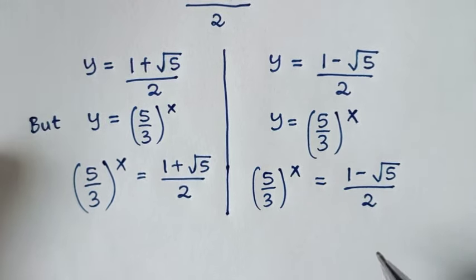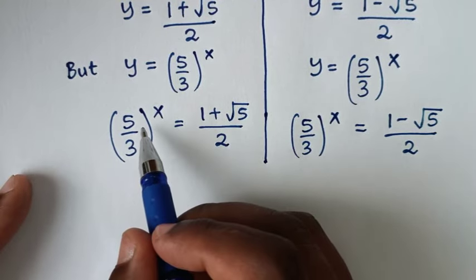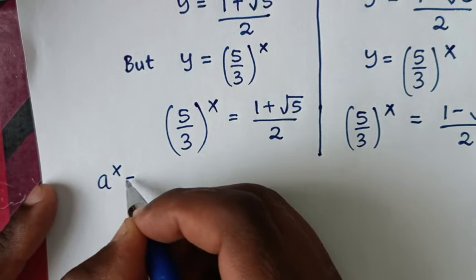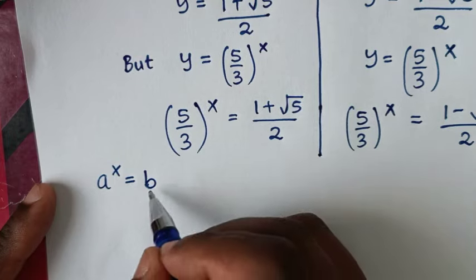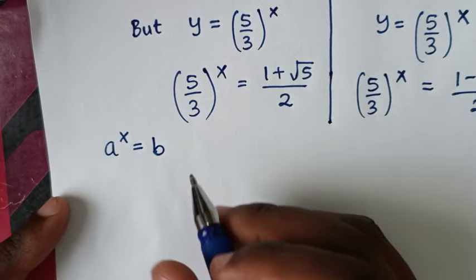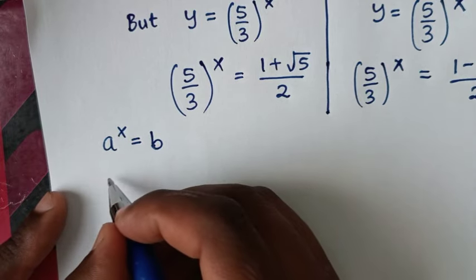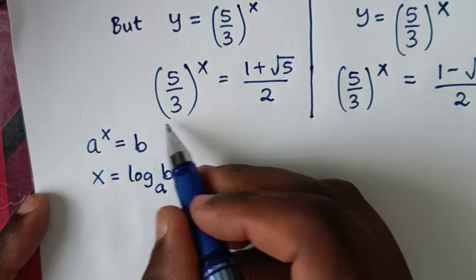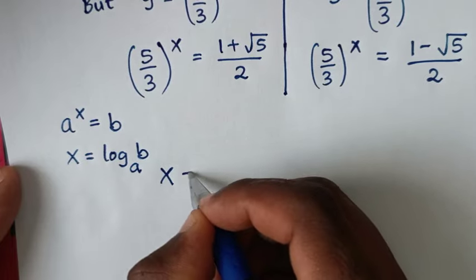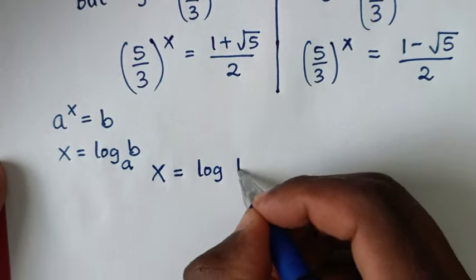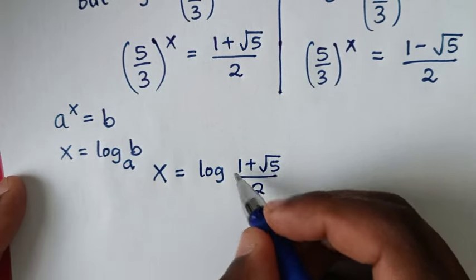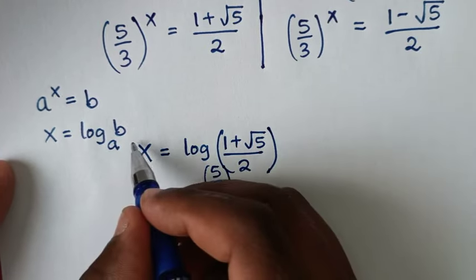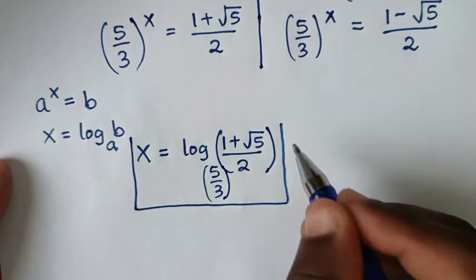Then from here, this form is in the form of the exponential rule, which is a power of x is equal to b, where a is this inside the bracket, power of x, and b is this. Now when we apply the logarithmic rule to find the value of x, x is equal to log of b base a. So in our problem, x is equal to log of 1 plus square root of 5 over 2 bracket, base of 5 over 3. Therefore this is the final answer for the value of x in our problem.